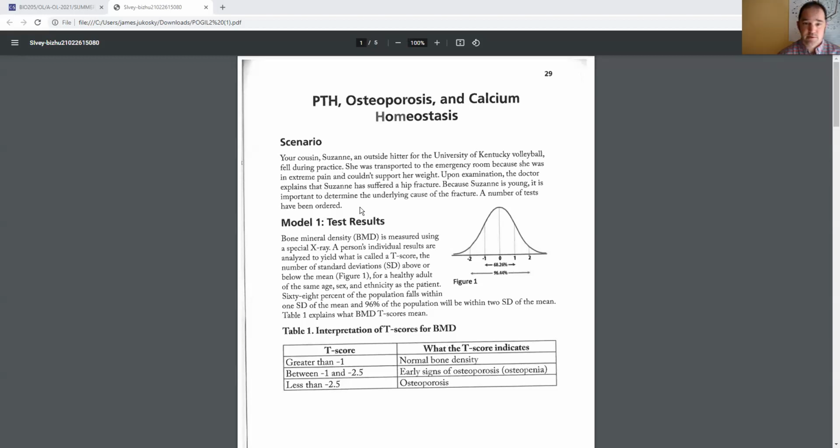Hey everybody, I just wanted to quickly go over this parathyroid hormone, osteoporosis, and calcium homeostasis POGIL exercise, so everybody's on the same page.